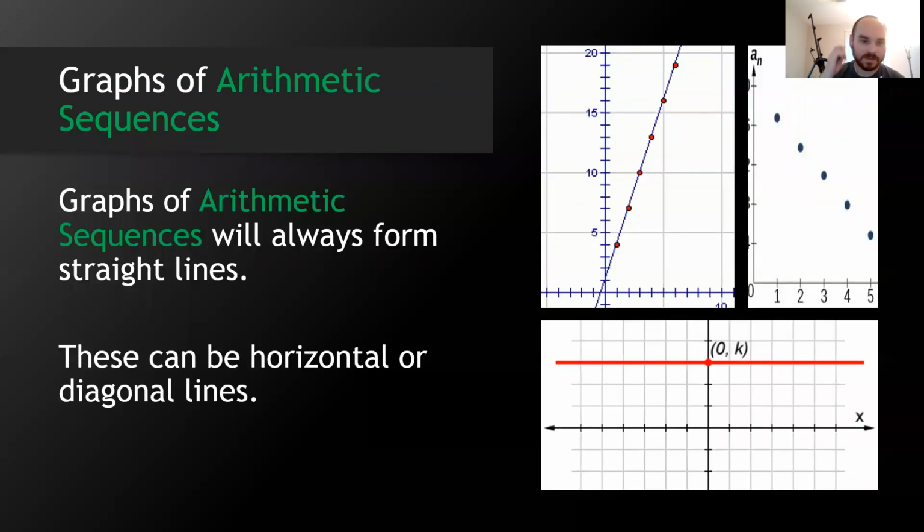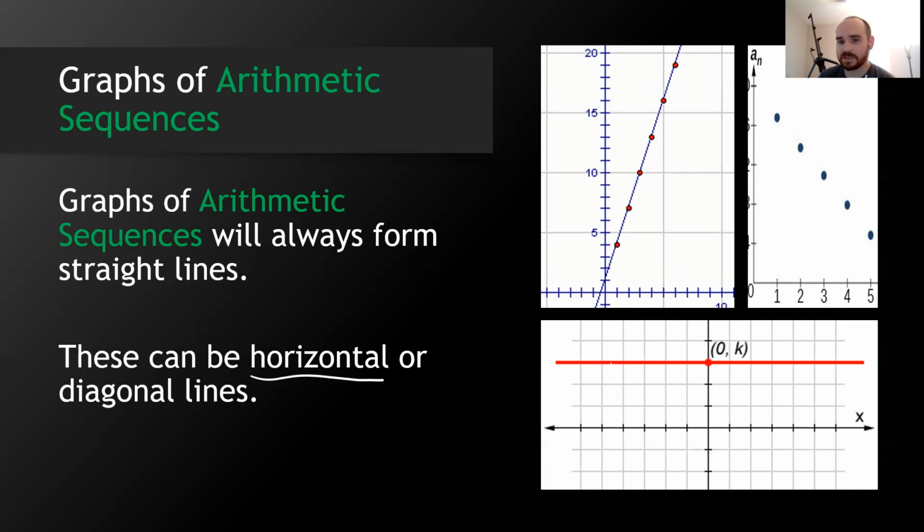So here are some graphs of arithmetic sequences. We said they're linear in nature. Basically what that means, and we'll talk about this more in class when we get to our graphing lines unit, is that in general, linear things make a straight line when you graph them. So graphs of arithmetic sequences will always form straight lines, and these can be horizontal or diagonal, although you're usually not going to see horizontal ones, because there would be no change in that sequence. It's just going up by 0 every time. Doesn't make a whole lot of sense.